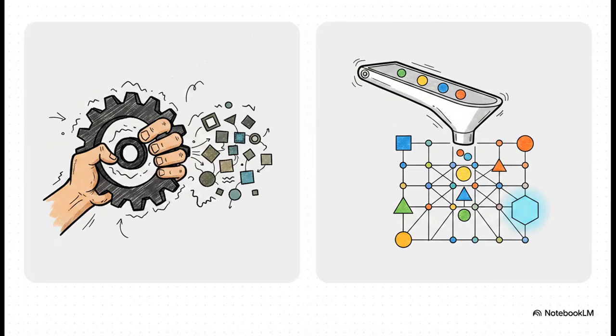GNNs completely changed the game. They're automated, they learn end-to-end, and most importantly, they're inductive. They can handle new, unseen nodes on the fly without breaking a sweat.